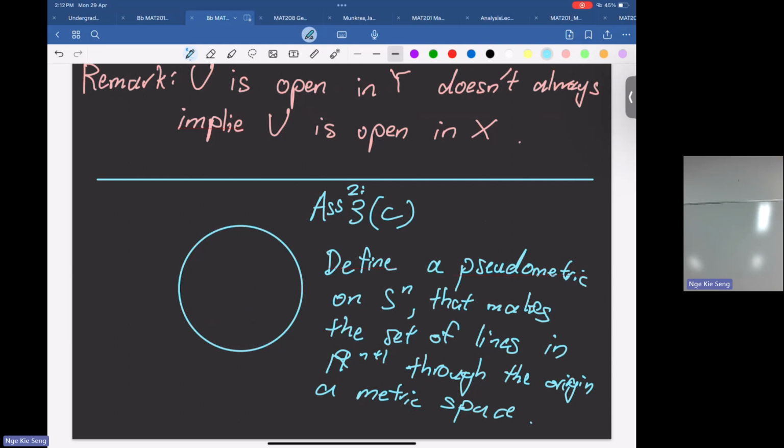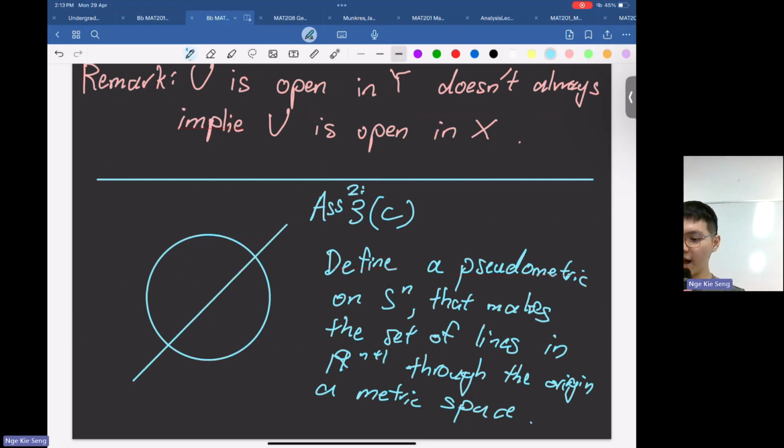It means I give you any two lines, not random lines, lines that have to pass through the origin, and then give me a distance, and then this is a metric space. So you need to connect the pseudometric on Sn to the set of lines first. How to connect these two? The connection is the one that I give you in the hint. What does the hint say here?